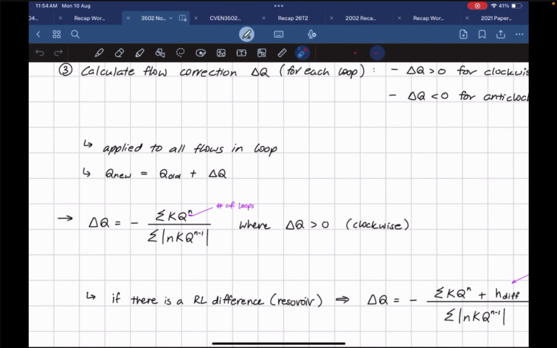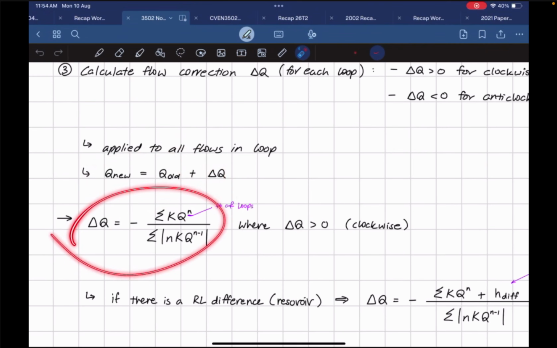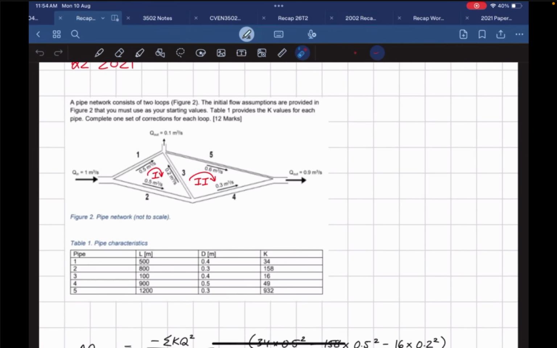This is the formula that we have to use, except n is equal to 2, because we have 2 loops. Your new flow is going to be equal to your old flow plus your change in Q that you figure out here. So I'll go through my working out really quick.